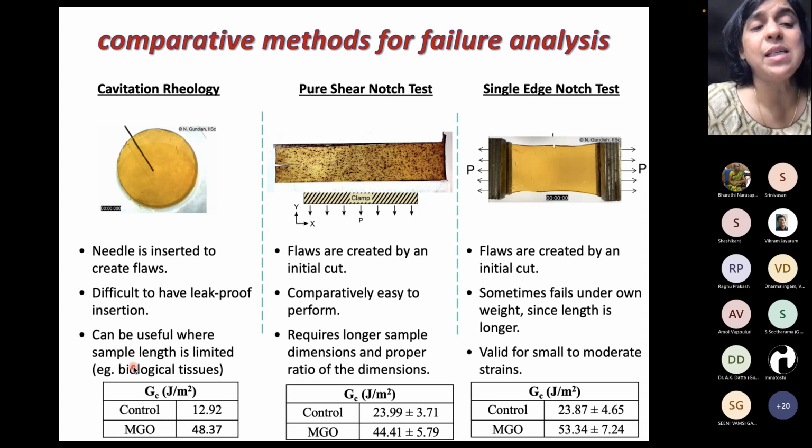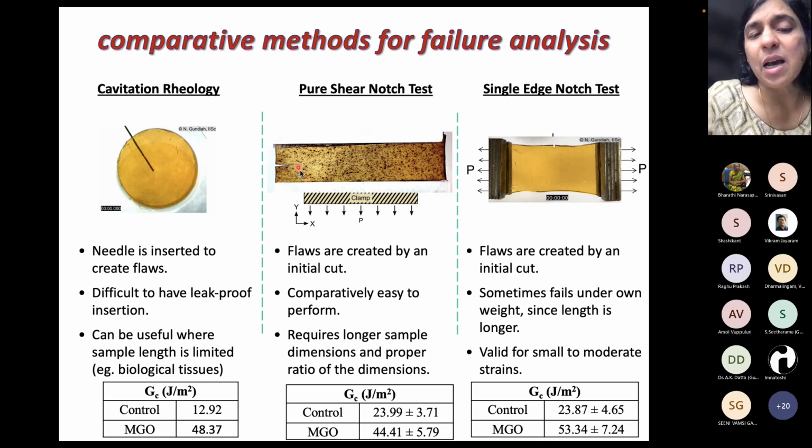But it is also limited in the sense that we can't use this method for any material which has a strain stiffening response. And so the results can sometimes be quite different from what you can see with pure shear and single edge notch. I myself don't like the single edge notch tests in soft materials because one, it's difficult to clamp, and because this is a very long edge, the sample sometimes fails under its own weight. In contrast, these experiments of pure shear are much cleaner to do, and they're more controlled in how the flaw or how the crack propagates inside this material.